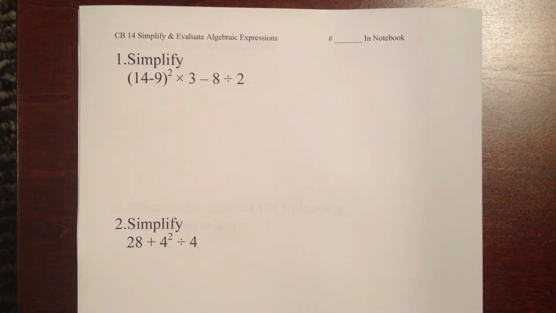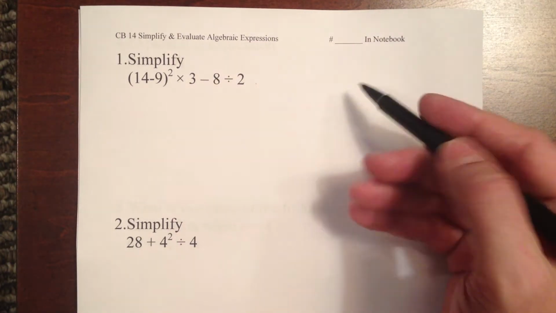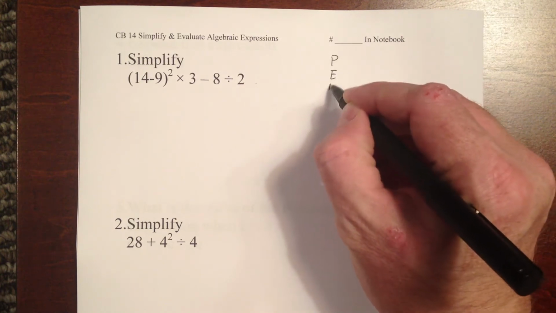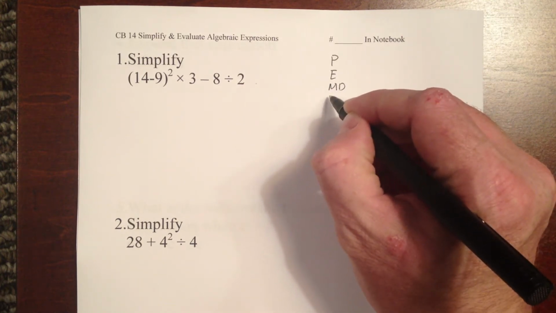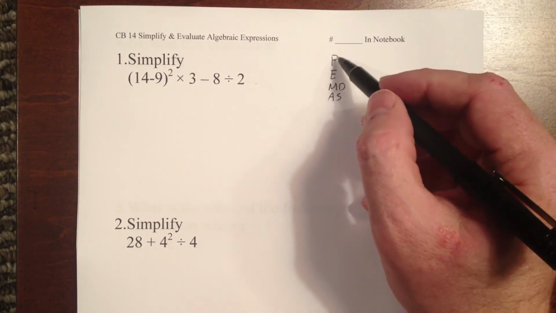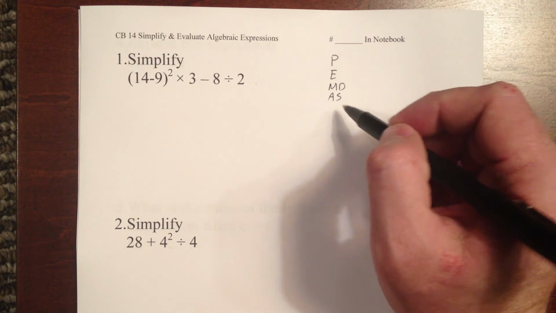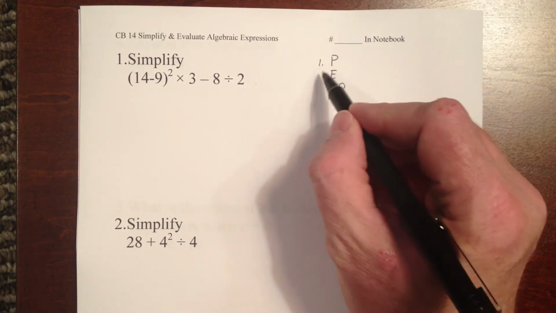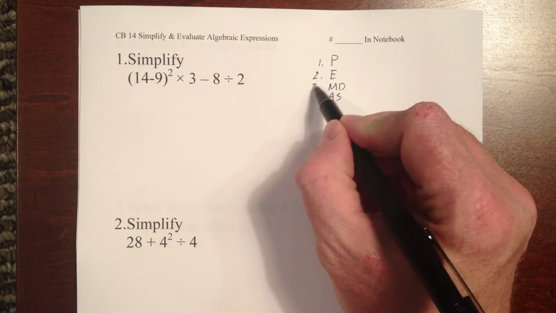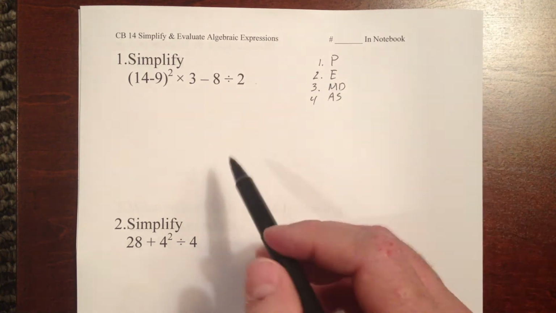Okay, here we have to simplify. We have to remember the order of operations. Anytime you do these, I suggest the first thing you do when you get your homework or any quiz is write PEMDAS on here. For please excuse my dear Aunt Sally, or parentheses, exponents, multiply, divide, add, and subtract. Remember, this is 4 steps and not 6 like we probably learned before.